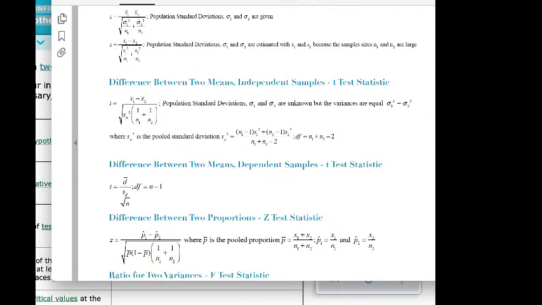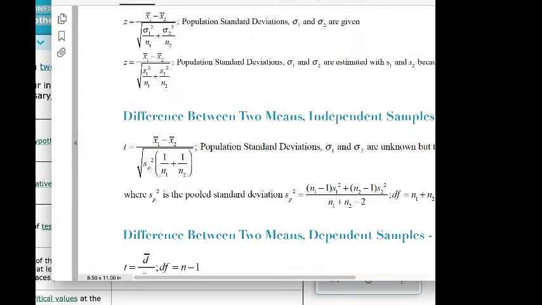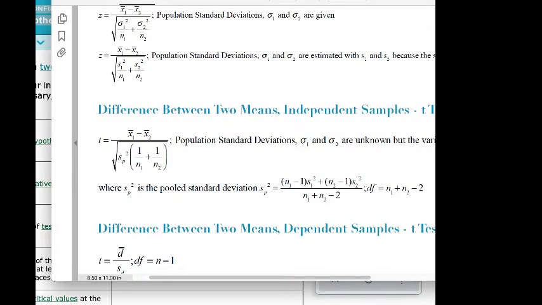All right, so we have the difference of 2 means t, and you'll notice here it says the population standard deviations sigma 1 and sigma 2 are unknown, but the variances are equal. The first thing we're going to do is find the pooled sample variance, given by the following formula. It's equal to (N1 minus 1) times S1 squared plus (N2 minus 1) times S2 squared, all over the degrees of freedom, the sample size for the first plus the sample size for the second, less 2. Let's compute S_p squared and then compute the test statistic.